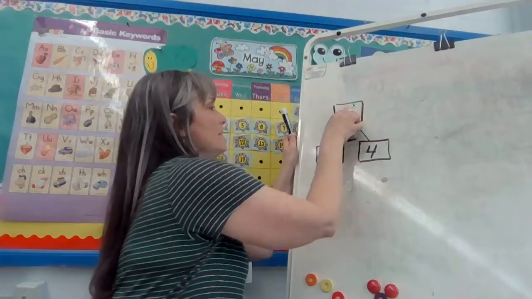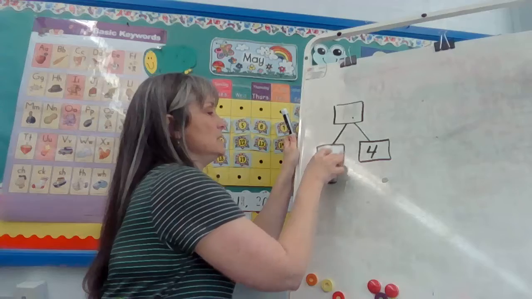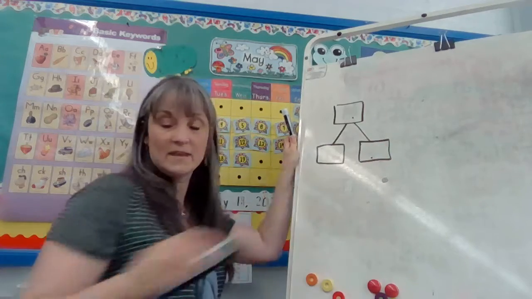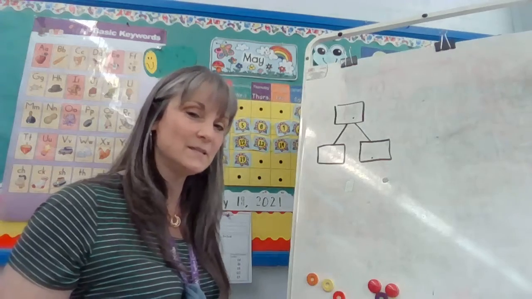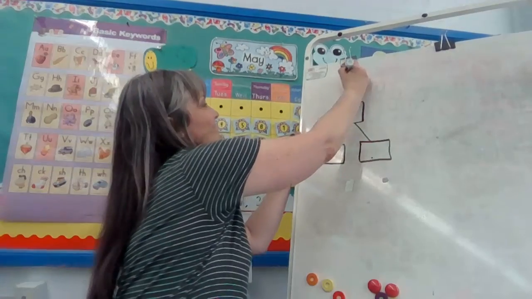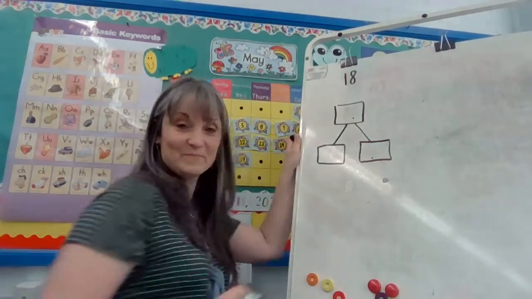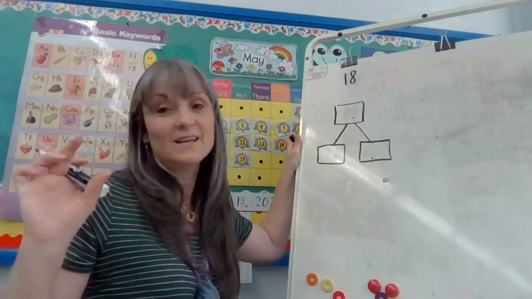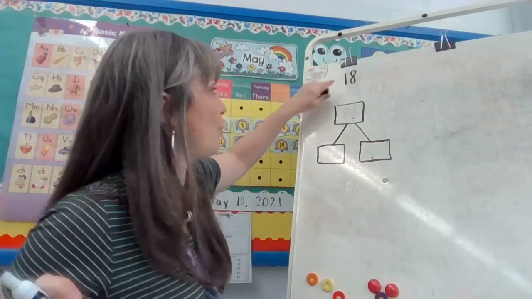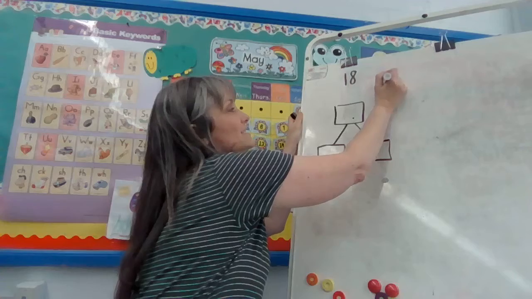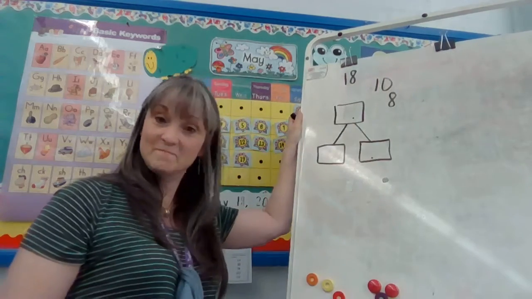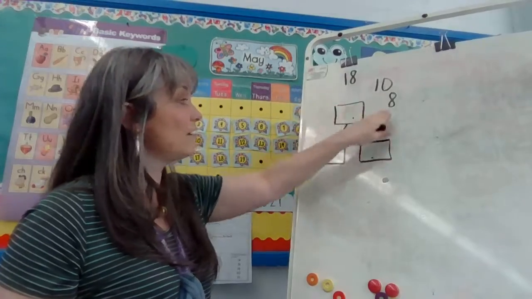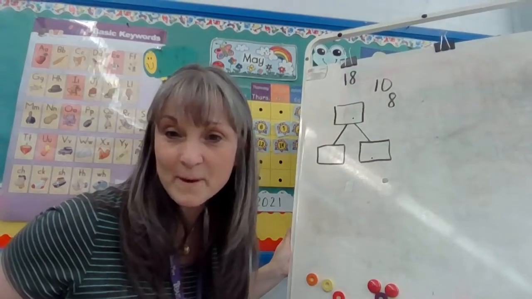Let's say another teen number. Let's say the number we're going to do is 18. How do you write 18? 18. That's right. Now, what is 18 really? The 1 really means 10 and 8 more, right? 10 and 8 more. So there are our numbers. Where would you put them?